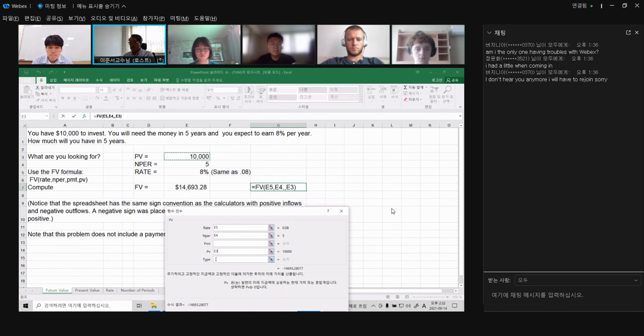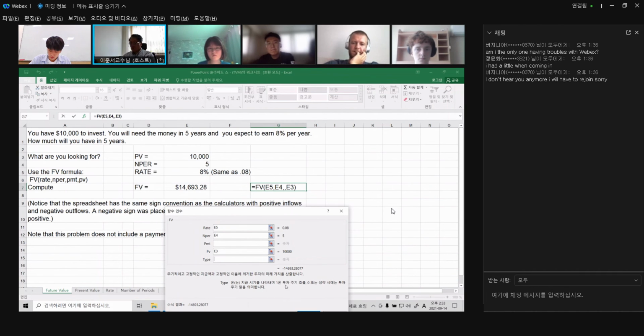Type is set as the cash flow occurring at the end of each period, as default. If you want to calculate when the cash flow occurs at the beginning of each period, then you should put some number in here. Type means the cash flow occurrence. So 0 or default is the end of each period. If you want the cash flow at the beginning, then you need to add number 1.